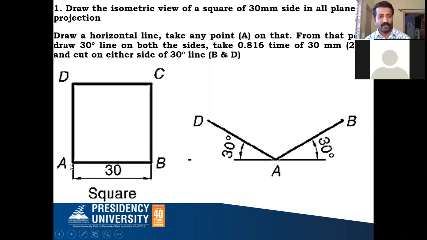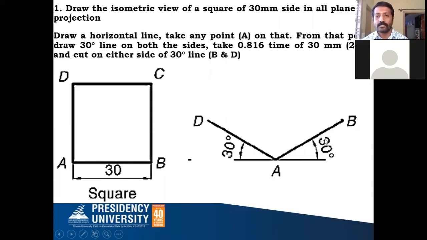I will take any one of the points and call this A. Now on this 30-degree line, I will take the isometric length of this 30 millimeter. Either you can use an isometric scale and draw that, or else multiply 30 by 0.81. You may get 24.4 or 5, whatever value you get, take it with the help of a compass. From A as the center, you cut this 30-degree line on this side, and also from A as the center, you cut the 30-degree line on the other side.